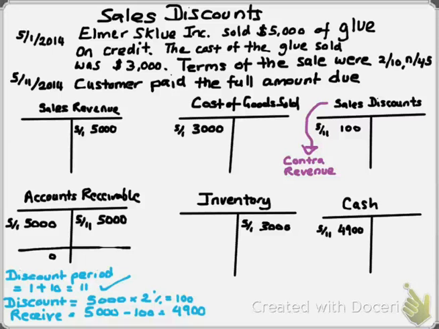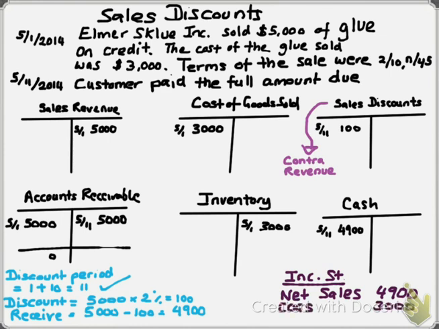When we prepare our income statement, we are going to show net sales. Net sales is sales revenue minus sales discounts. So our net sales are $4,900. Again, net sales is sales revenue minus our sales discount, so our net sales are $4,900. Then you will subtract your cost of goods sold, which was $3,000, and that gives us our gross profit of $1,900. And from that, as you know, we subtract our other expenses to come up with our net income.